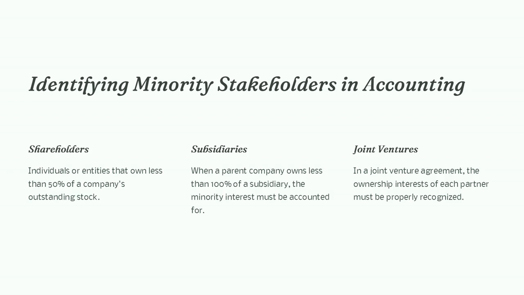Identifying minority stakeholders in accounting. Shareholders: individuals or entities that own less than 50% of a company's outstanding stock. Subsidiaries: when a parent company owns less than 100% of a subsidiary, the minority interest must be accounted for. Joint ventures: in a joint venture agreement, the ownership interests of each partner must be properly recognized.